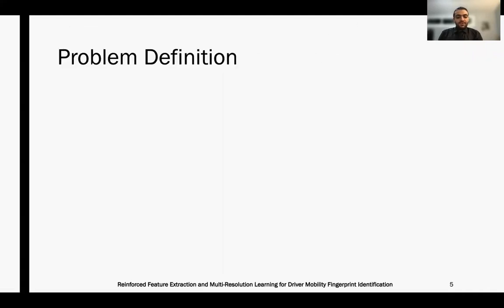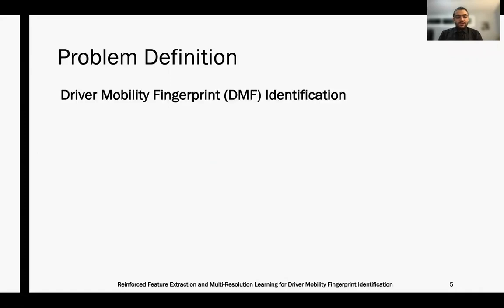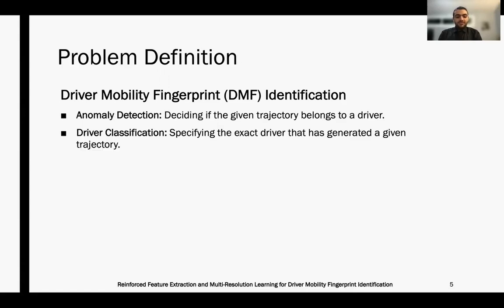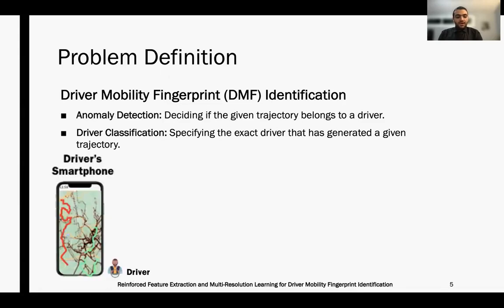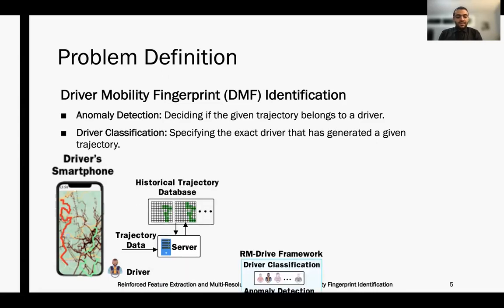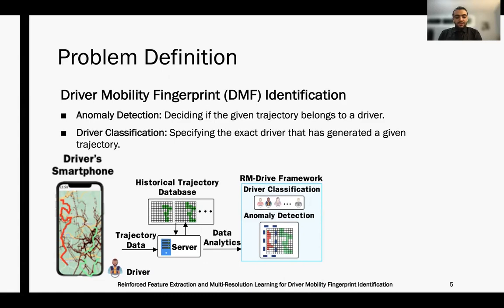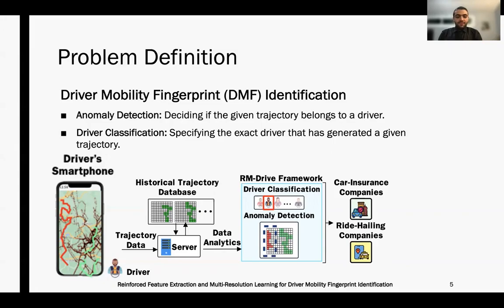So we would first define the problem as driver mobility fingerprint identification that comprises two tasks. The first one is anomaly detection, where given a trajectory, we have to decide whether it belongs to a specific driver or not. And the other one is driver classification, where we have to specify the exact driver that has generated a given trajectory. So in summary, we have a driver that is producing some trajectories, and we're going to save them on our database and then perform some data analytics on them. And then the results are going to be fed to our AutoDrive framework for driver classification and anomaly detection. And the results are going to be given to car insurers and ride-hailing companies, as said before.